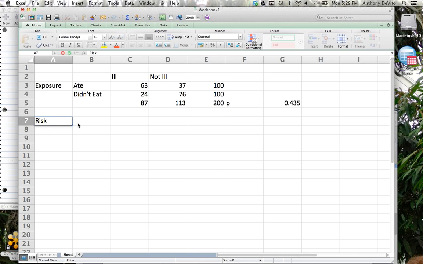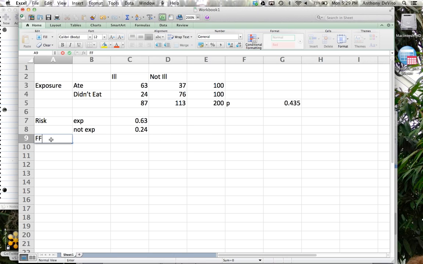Okay, let's start with risk. What's the risk if you're exposed? The risk if you're exposed is going to be equal to A over A plus B. Okay, if you're exposed, risk of illness if you ate the tuna salad is 63 over 100. What's the risk if you're not exposed? That's going to be equal to 24 over 100. That's C over C plus D.